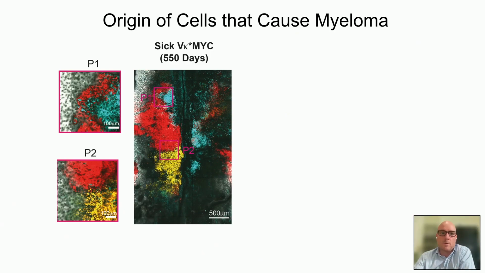Mean age for diagnosis of myeloma is in your 60s. And these mice start to come down with myeloma symptoms about 550 days. That's quite old for a mouse. These mice will live for 2.5 years in the facilities. So these are really, really old mice, and that's what it looks like.